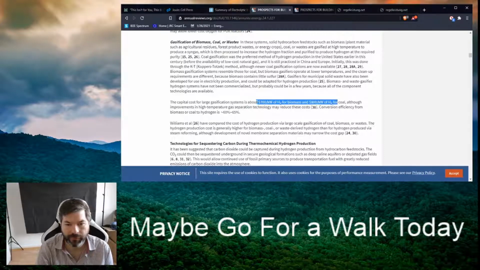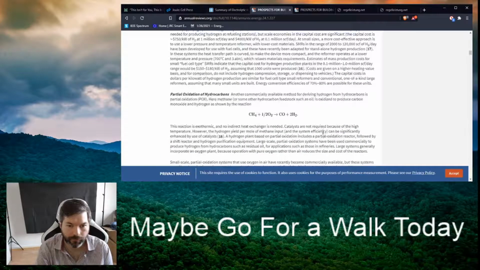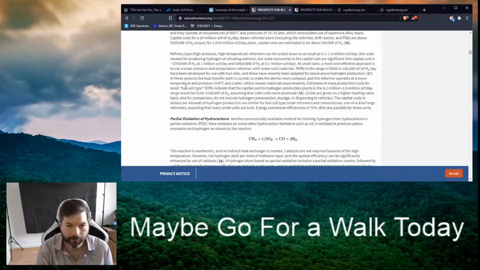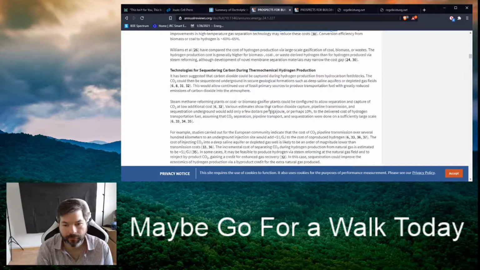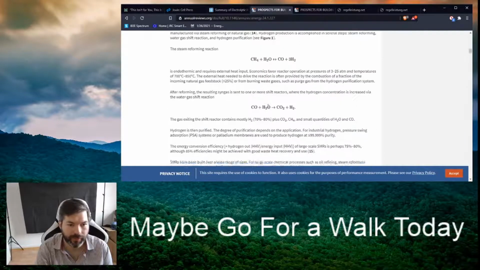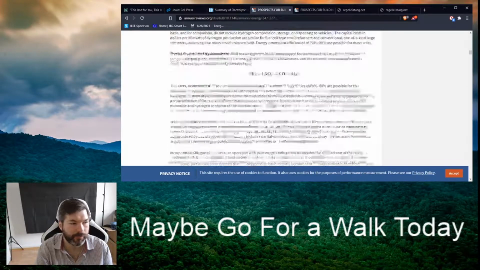So this has $700 to $800 a kilowatt. And here we're looking at like 1 to 180. So gasification is significantly more expensive than steam reforming, apparently.